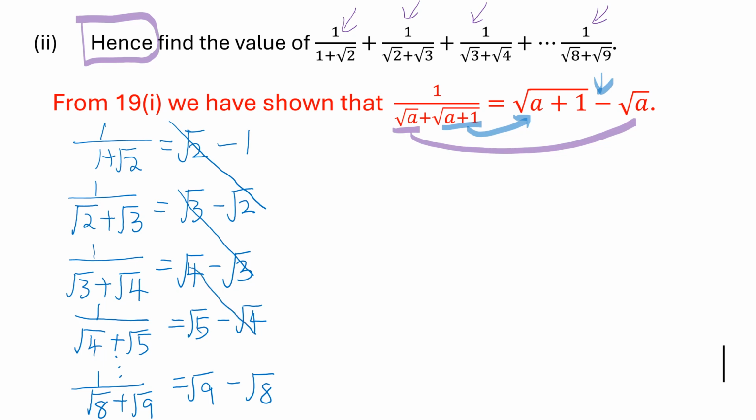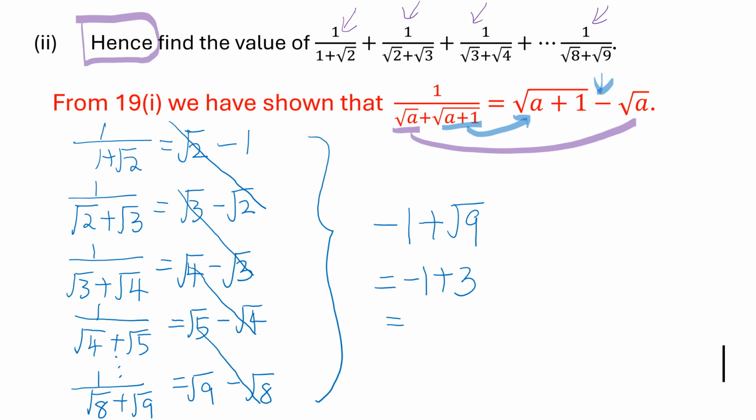Finally, can you see that some of these numbers you can actually cancel off because they will add up to get 0. So finally, what you get here will be just negative 1 plus square root 9. And that gives you negative 1 plus 3, which gives you 2. Isn't it interesting? So this is how you can solve 19 part 2.